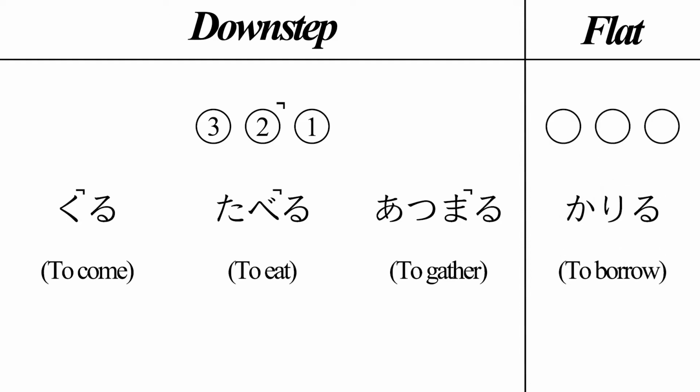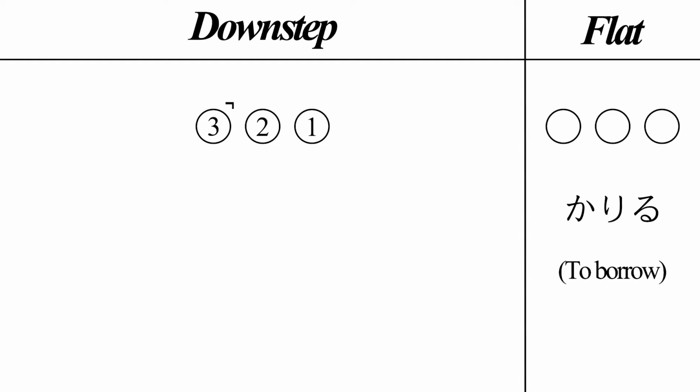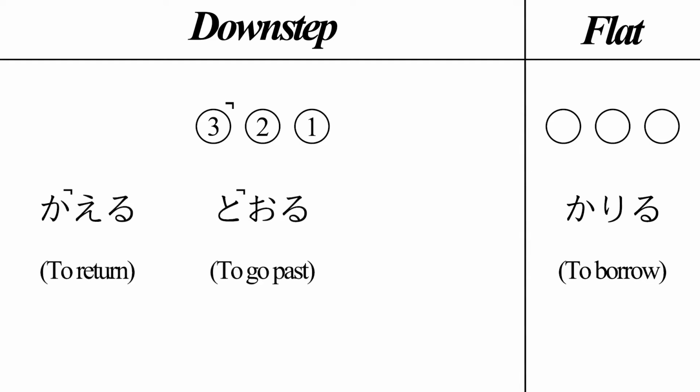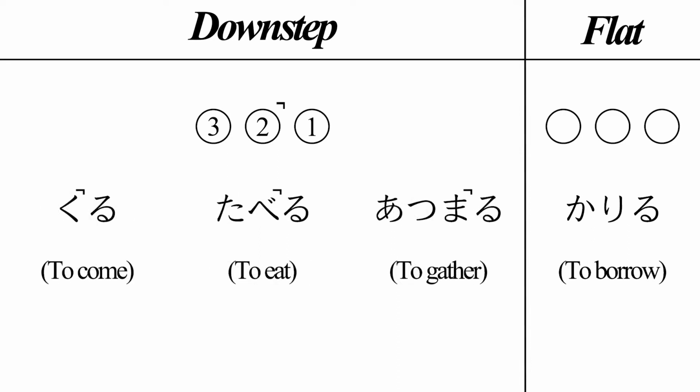In the flat type verbs, there's no accent. In the downstep type verbs, the accent falls on the second to the last mora. Unlike nouns or na-adjectives, what you have to identify is if a verb is a downstep type or a flat type. But there are some verbs in which the accent falls on the third to the last mora, like 帰る、通る、入る. But these are exceptions, so basically it's safe to say in the downstep type verbs, the accent falls on the second to the last mora.